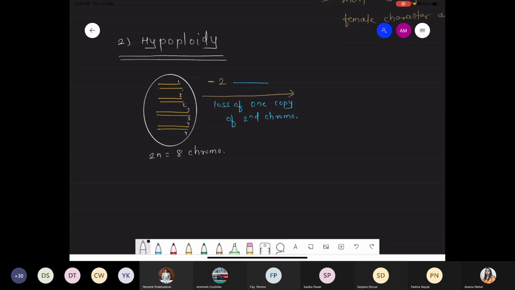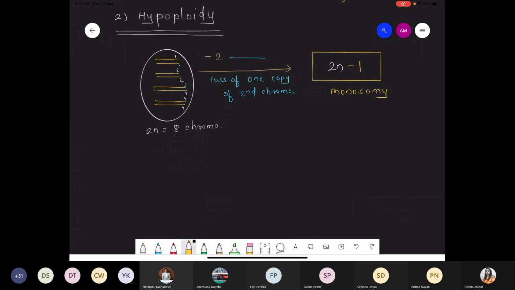So what happened? The organism was diploid, but due to loss of one copy of the second chromosome, we have to represent it as 2n -1. The organism was diploid, but there is a loss of one chromosome, so it is represented as -1, and such a condition is called monosomy. There is a loss of one copy of a chromosome.